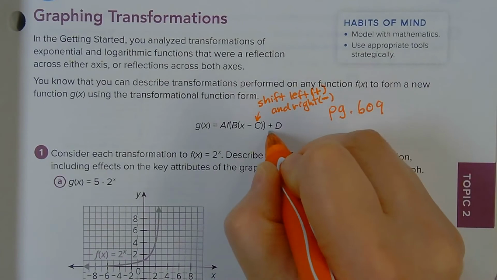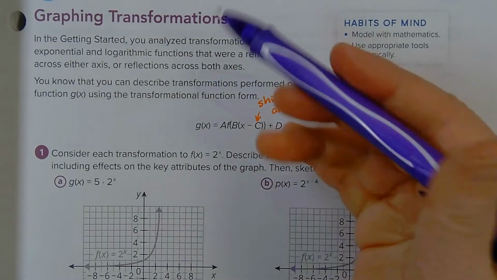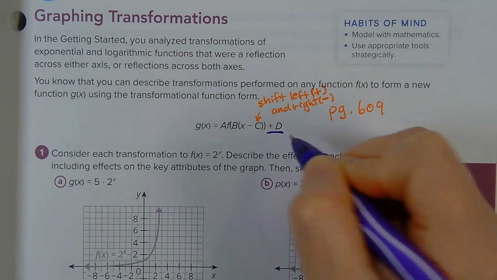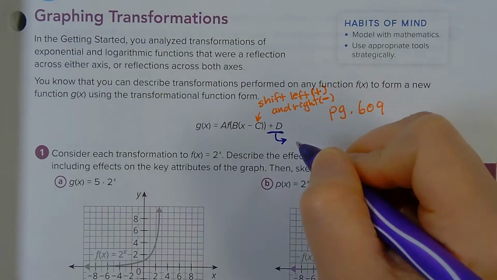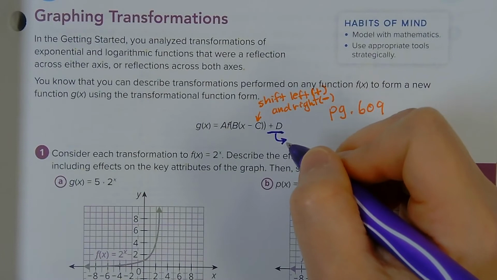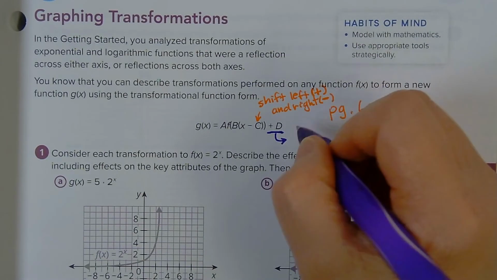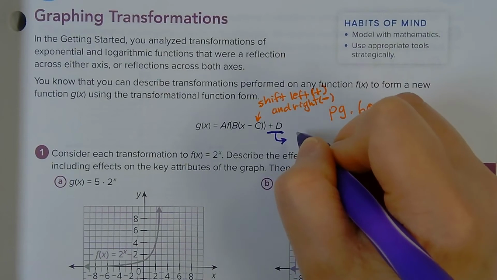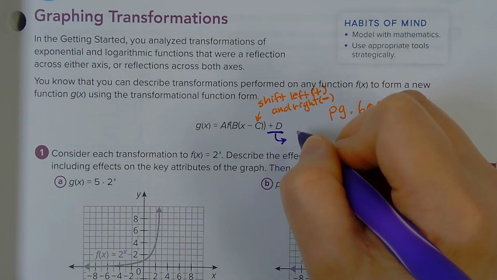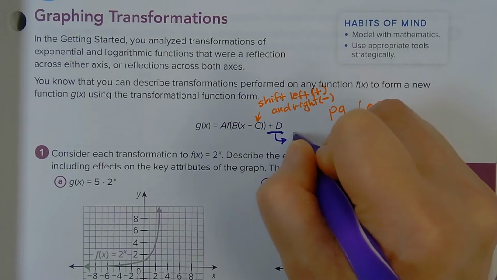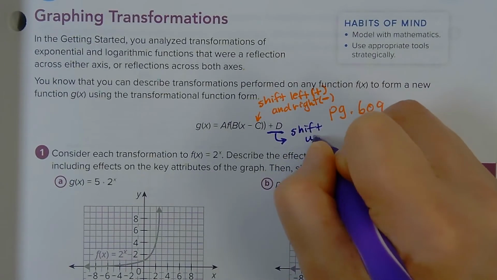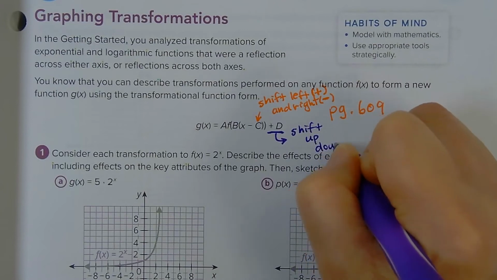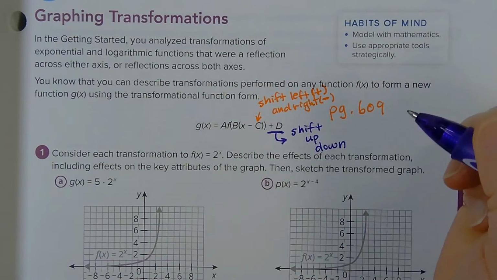And then this D out here, the one on the outside, if you remember, this shifts it up and down. So we've done this with parabolas, we've done a little bit with rational functions, not too much in radicals, but we've definitely done it with parabolas. Here it shifts it up and down, as you can see.